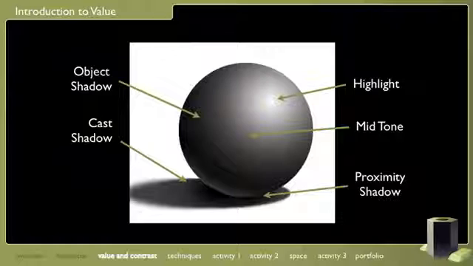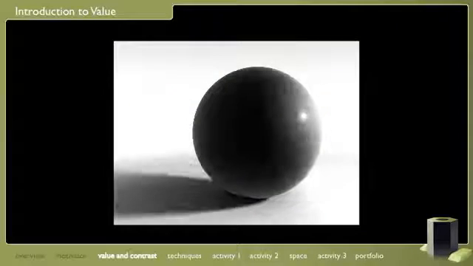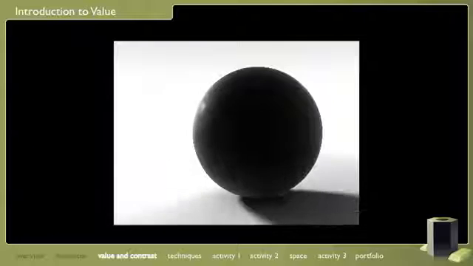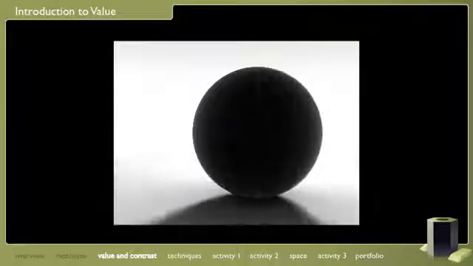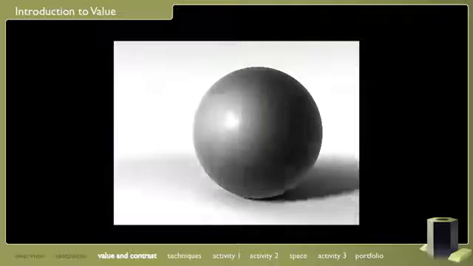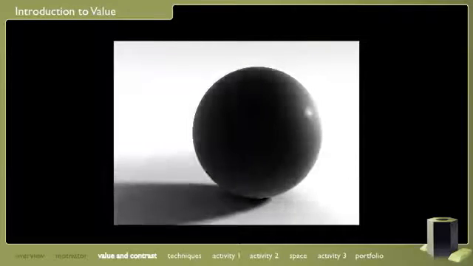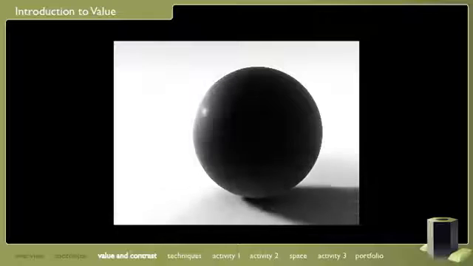The object shadow is the darkest part of the subject matter. The cast shadow can help show time of day or that the subject matter is grounded. The proximity shadow is the darkest part of the cast shadow and is closest to the object. Value refers to the lightness or darkness of a surface. The value of an object is largely determined by the lightness or darkness of its surroundings. When a full range of value is used, an object appears three-dimensional or volumetric.